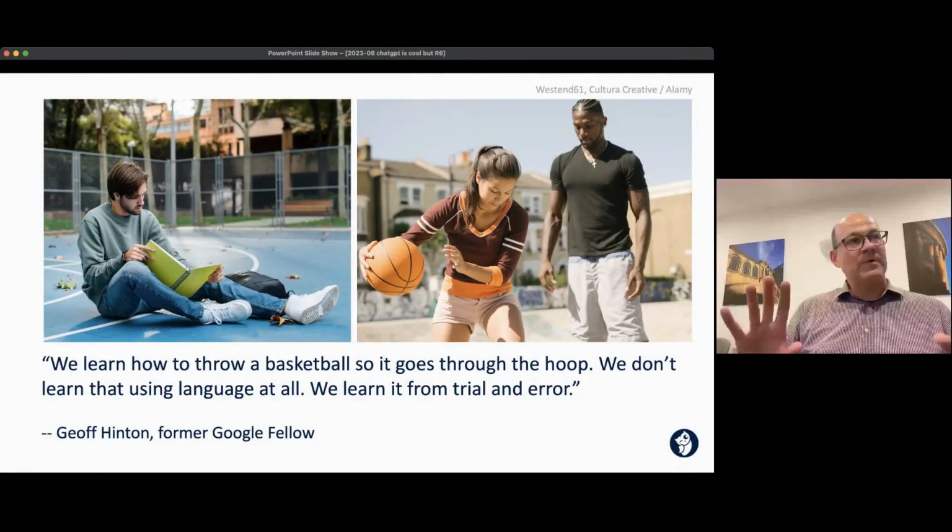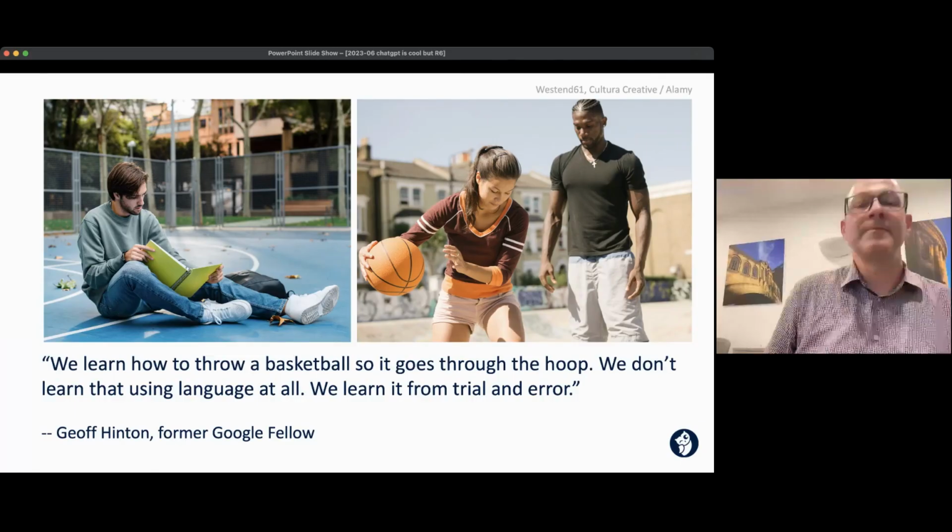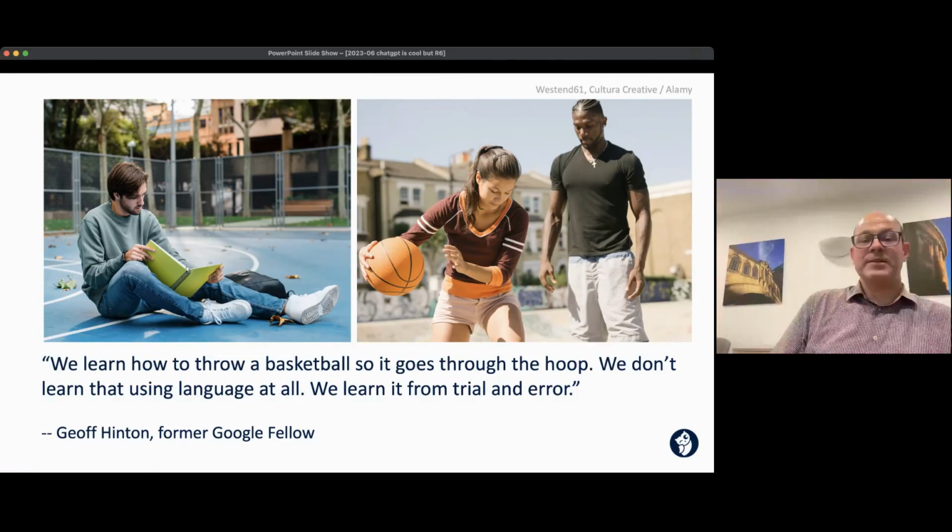Now, one of the things that we've been told about, there's some papers. There's a paper from Microsoft that talks about sparks of general intelligence using large language models and ChatGPT. Geoff Hinton, who at the time was a Google fellow, and who is one of the people that invented back propagation, one of the most important methods used for training neural networks, pointed out in an interview that we learn to throw a basketball so that it goes through the hoop. That's how we do it. We practice. We don't learn that using language. We learn it by trial and error.